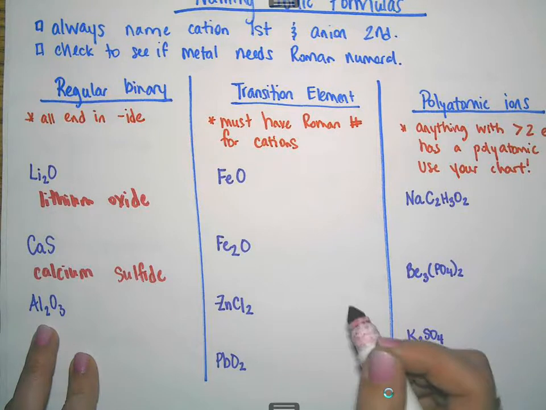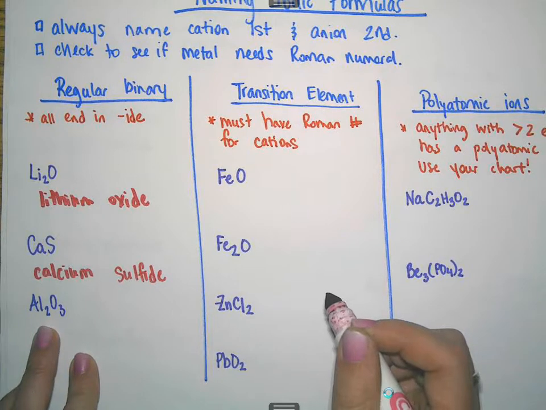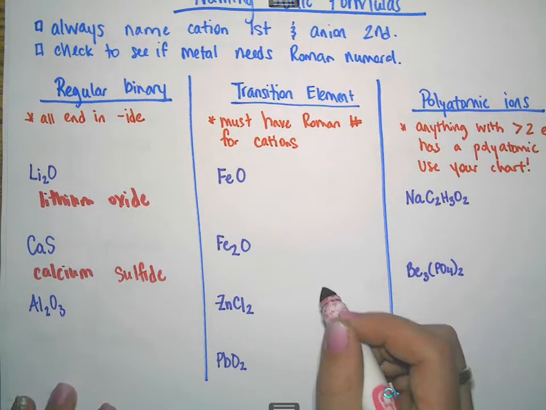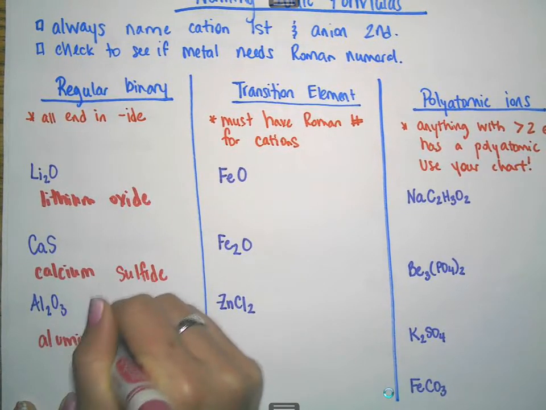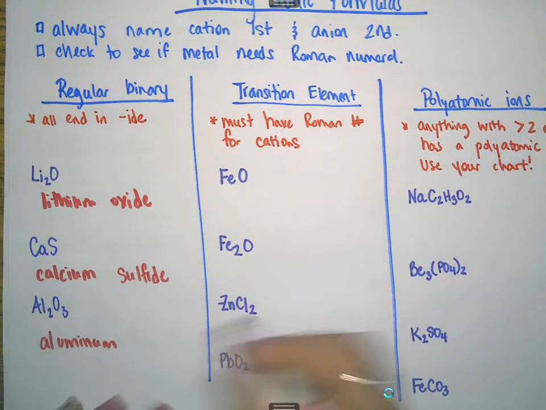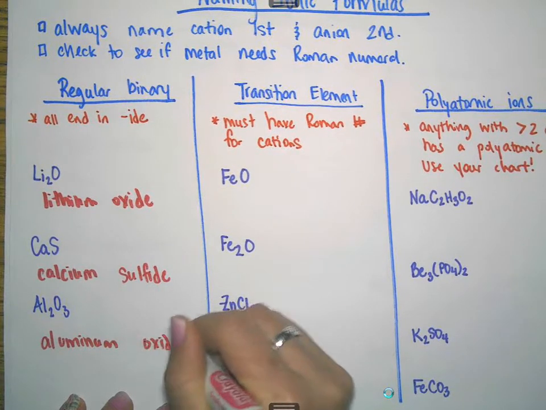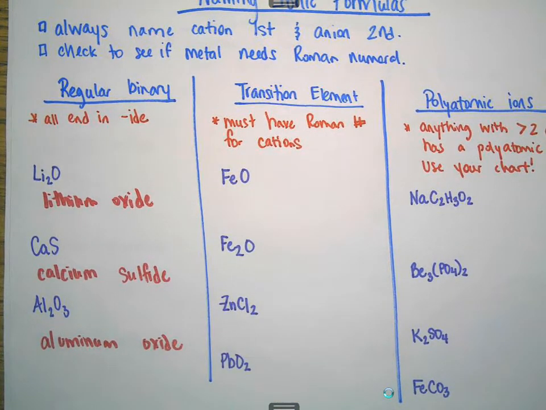Aluminum is one of the 4 that I named that kind of sits over by itself that doesn't get a number. So I'm going to write aluminum. And then oxygen will become oxide. So the name of that one is aluminum oxide.